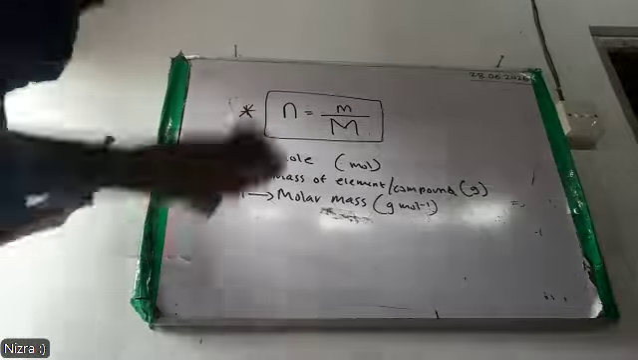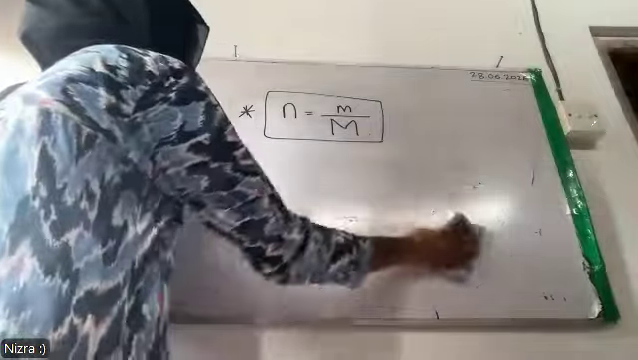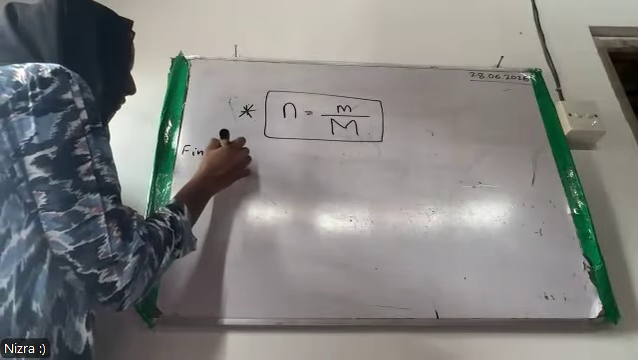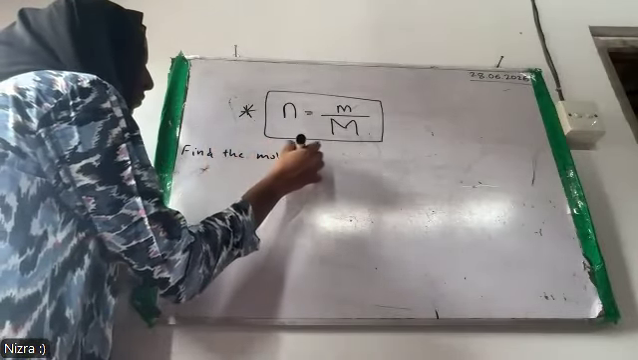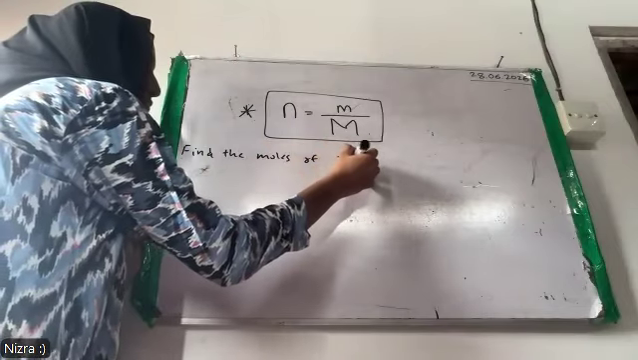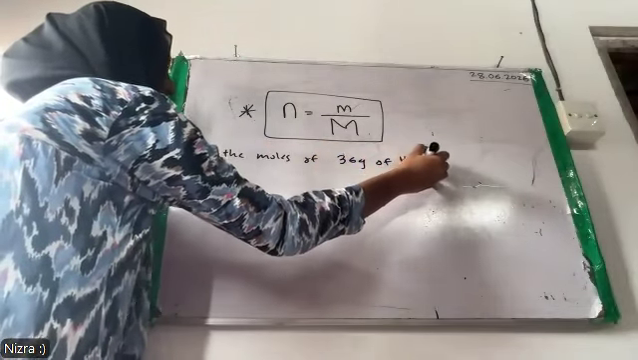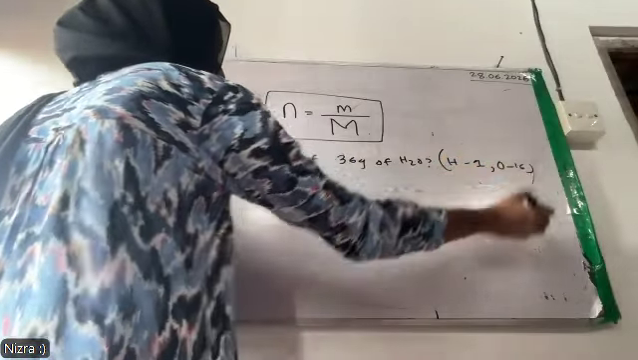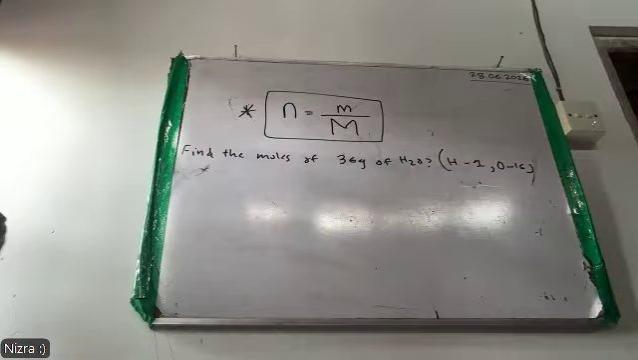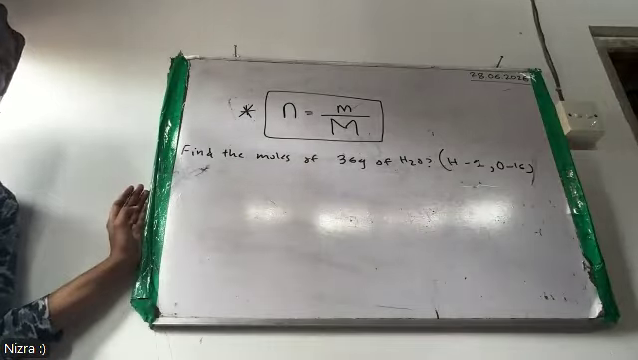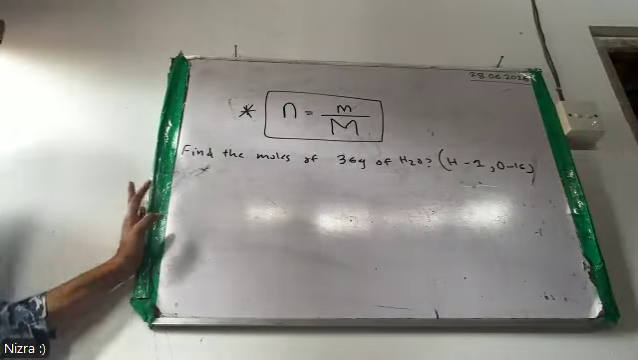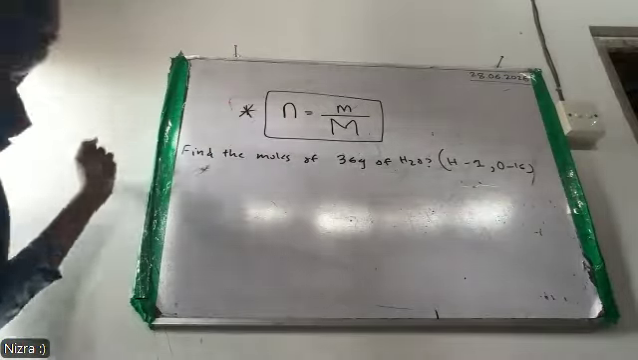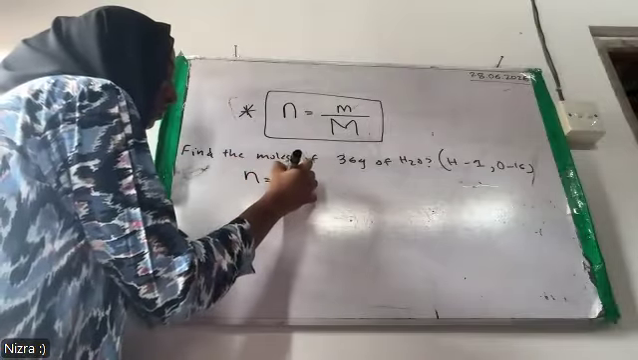Now we'll see how to use this. So this is how, most of the time, you're going to get questions like this. Find the moles of 36 gram of water. If you want to find moles, you have to find the small n, right? So first always write the equation.